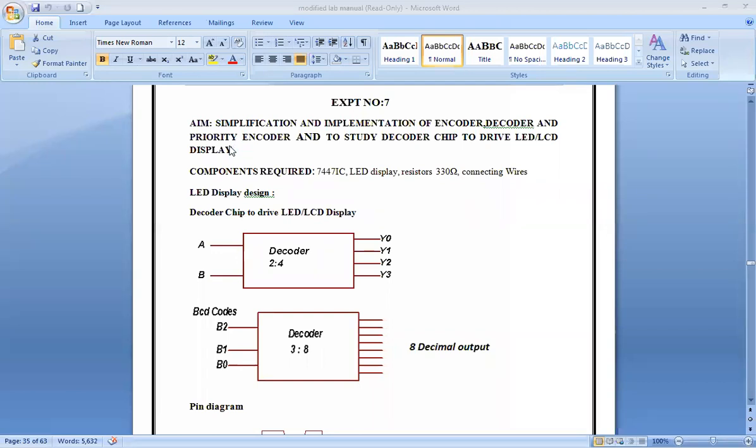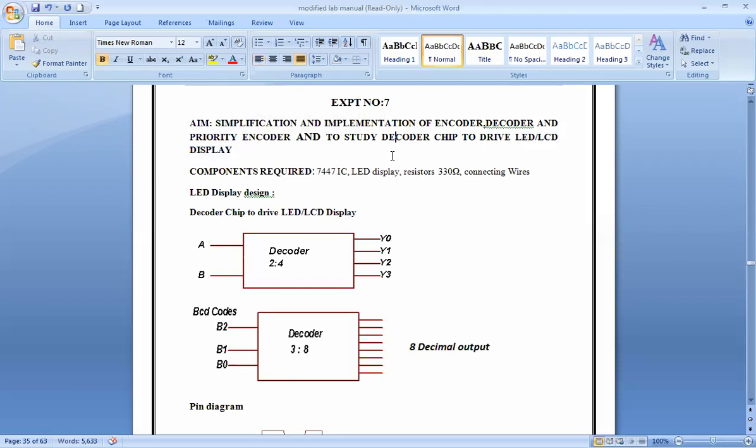In today's experiment, we'll be looking into all of these: encoder, decoder, priority encoder, and we have specific ICs which perform these functionalities. Not only that, we have an IC which helps us get the LED display functionality implemented. For that, we'll be using the 7447 IC. If you just Google, you can get its data sheet.